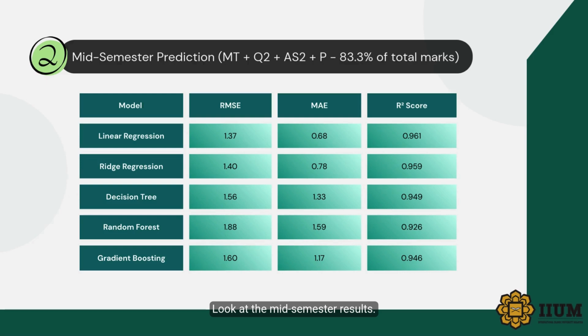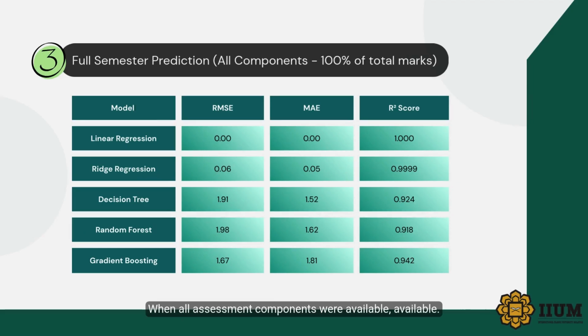Look at the mid-semester results. Performance improved drastically. Linear and ridge regression achieved R-squared values over 0.95. The RMSE dropped to about 1.4 marks. Midterm data provides near-perfect predictive accuracy. When all assessment components were available, linear regression achieved near-perfect prediction, confirming that CAM is mechanically the sum of its components.